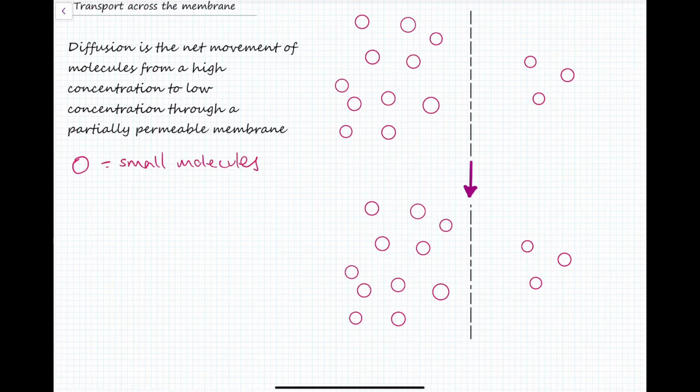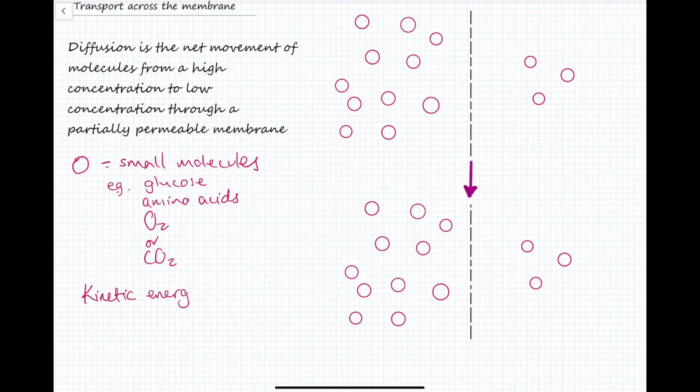First of all, the circles represent small molecules. These could be substances such as glucose or amino acids from your digestive system, or O2 and CO2 from gas exchange. All of these molecules have kinetic energy. This means they are moving. The molecules will be able to pass through the spaces in the partially permeable membrane both ways.